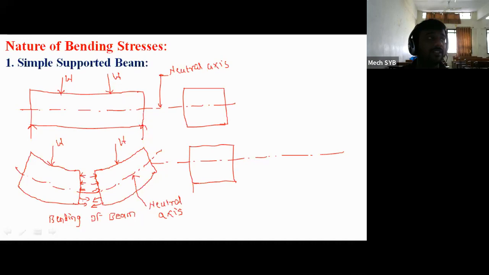So the nature of the bending stresses. The first beam is the simply supported beam. The beam may be subjected to the point load and it may be subjected to the UDL. So for both the cases, bending of the beam is taking place like this only.